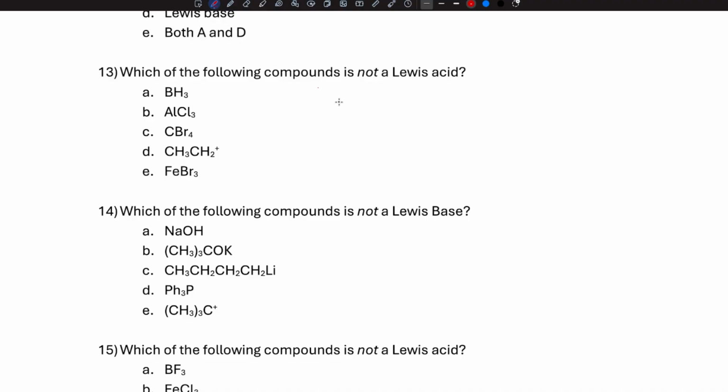In question 13, we're looking for the compound that is not a Lewis acid. Again, let's draw them out. A Lewis acid needs to be able to accept a lone pair. If we were to draw BH3, we'll see that boron is missing some electrons, and so we can definitely accept a lone pair, meaning that it can act as an acid. AlCl3 can definitely accept another lone pair, right? It can definitely get this lone pair, and so it can also act as a Lewis acid.